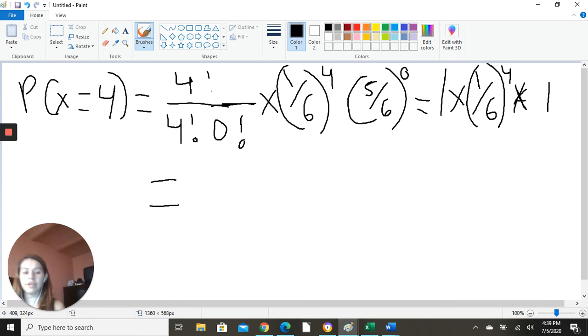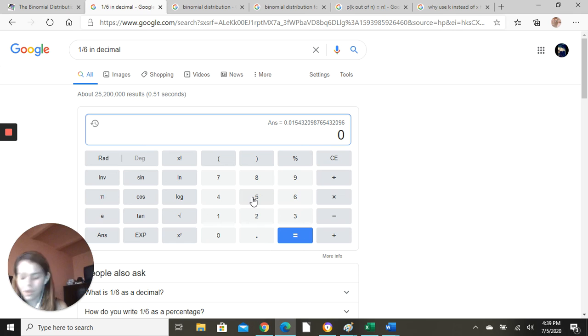So let me go over it again because honestly, I can't even really understand my handwriting. Probably you guys won't either. So P of x equals 4, because we're trying to find the 4 twos, equals 4. That's our number of trials, factorial over 4 factorial 0 factorial times 1 over 6 to the 4th and 5 over 6 to the 0 power equals 1 times 1 over 6 to the 4th power times 1. So let's head on to our calculator to find the last probability. We are almost done, guys.